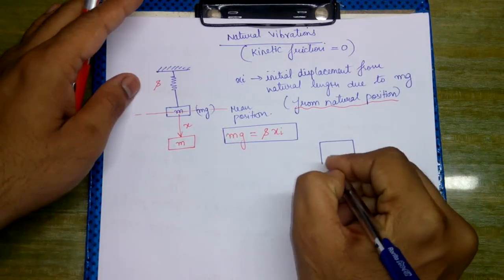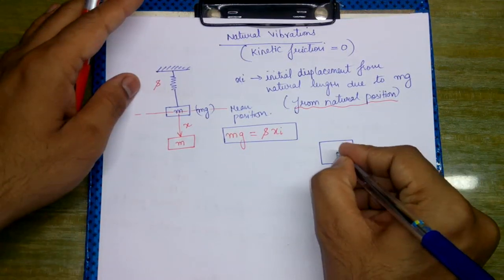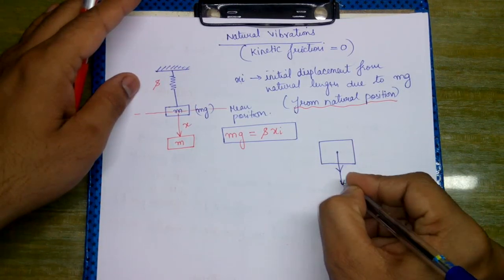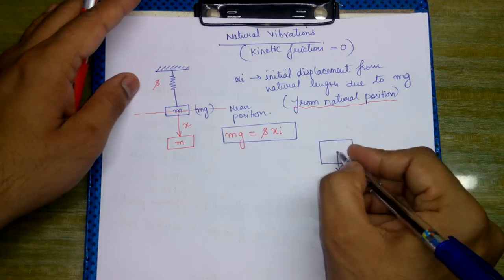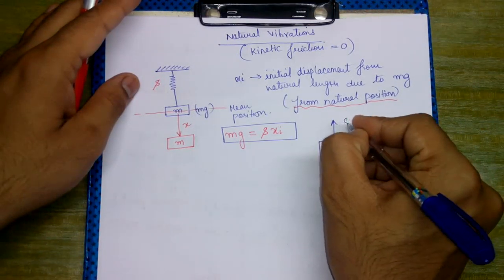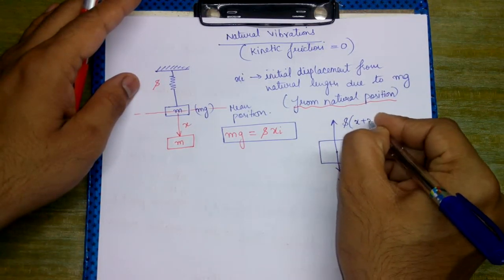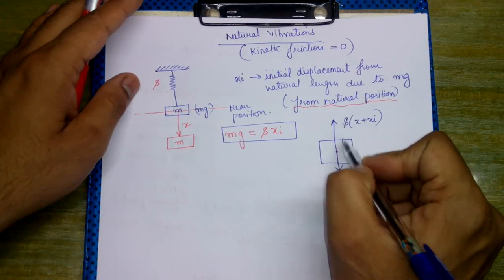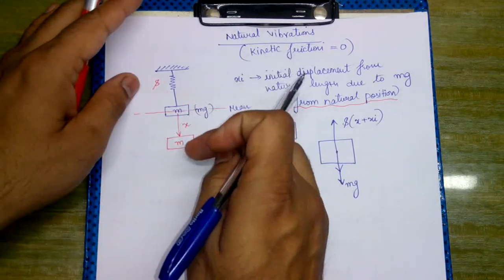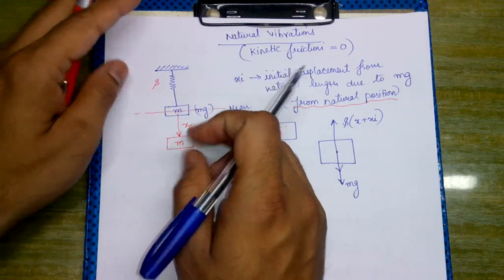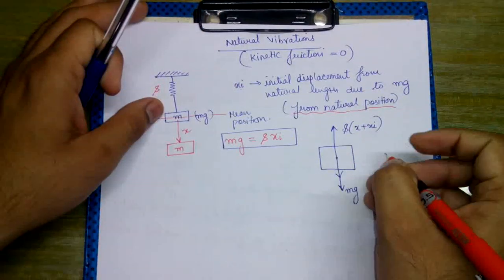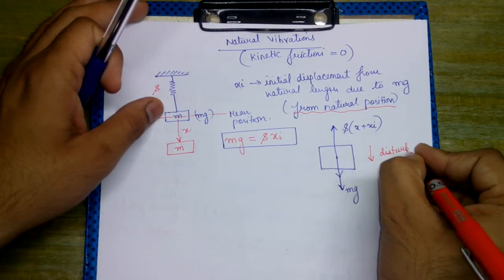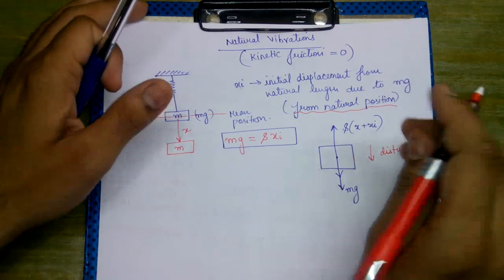Now I will try to draw the FBD such that one force mg was already acting downward, one disturbing force is also acting downward, and in the upward direction we have s into (x plus xi). Xi was the initial displacement and x was added to it when it was displaced by an amount x. So downward is the direction of the disturbance that has been created in the system.